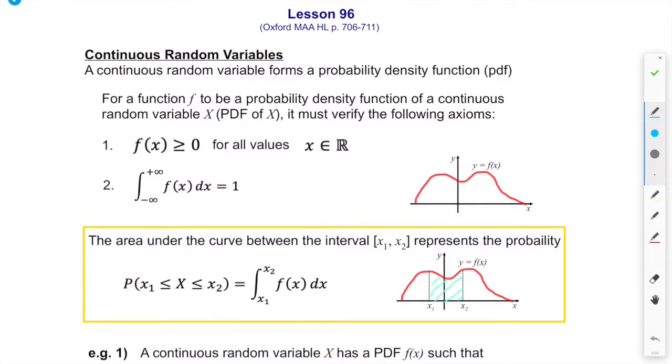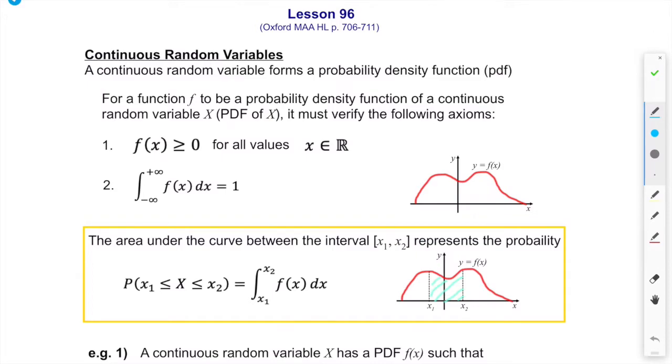Now let's continue to look at continuous random variables. So a continuous random variable has a probability density function. We call this PDF. For a function f to be the probability density function of a continuous random variable x, so we say PDF of x, it must verify the following axioms. So first of all, this function must always be positive. It should be greater than or equal to 0, or its graph should always rest above the x-axis, okay?